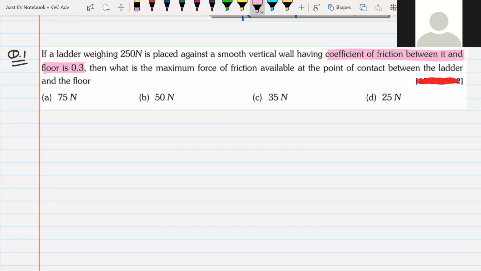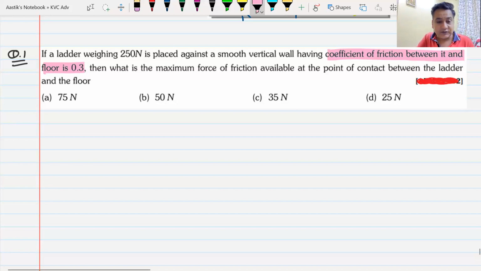So I hope you have understood the concept. Whenever someone says maximum friction, he is basically talking about static friction or limiting friction, because we have seen from the diagram also that the maximum value of friction is the limiting friction. Yes or no? Yes, sir. If you remember these small things, you can do a lot of great things. Can I move on to the next question?